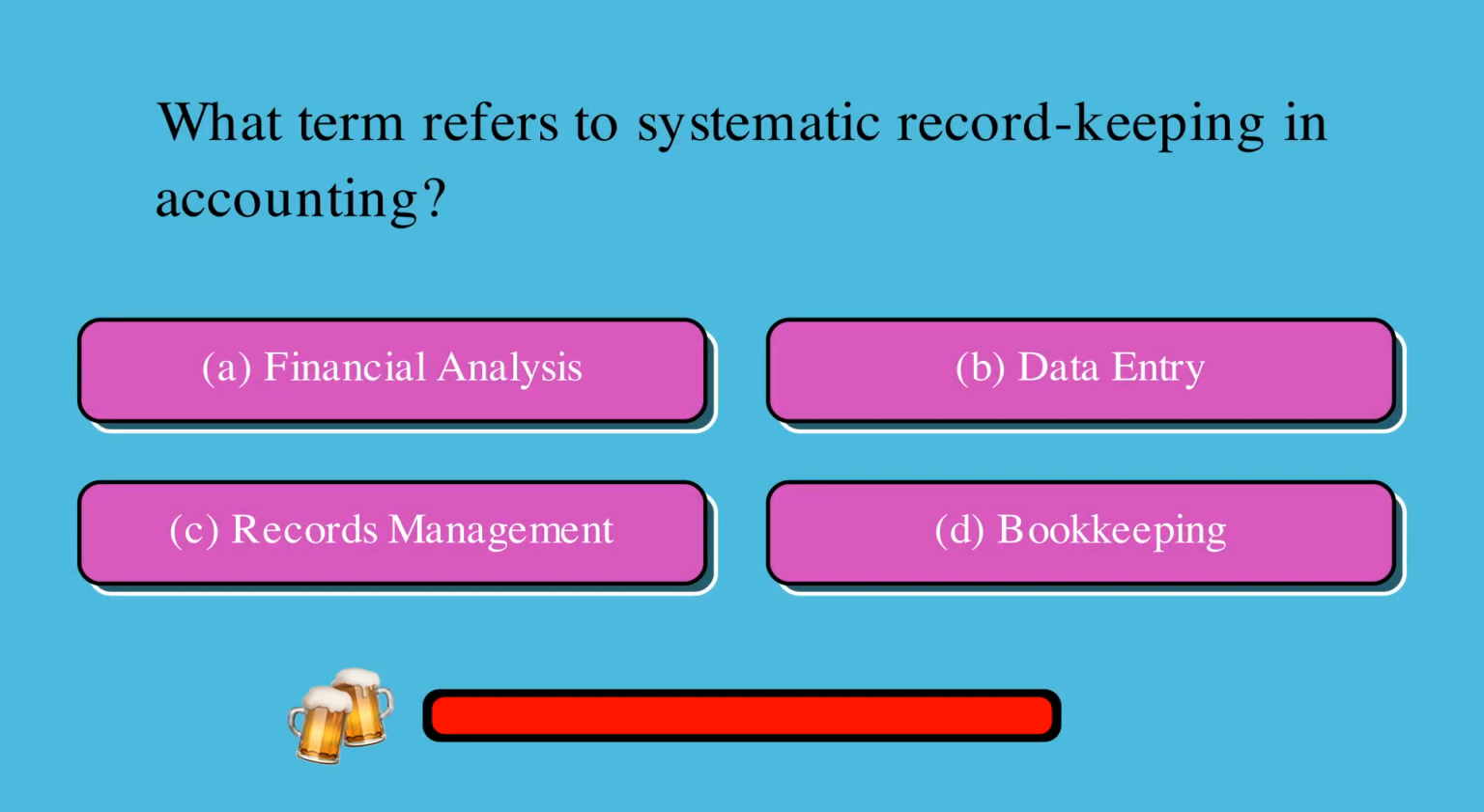What term refers to systematic record-keeping in accounting? Is it A. financial analysis, B. data entry, C. records management, or D. bookkeeping? The correct answer is D. bookkeeping.